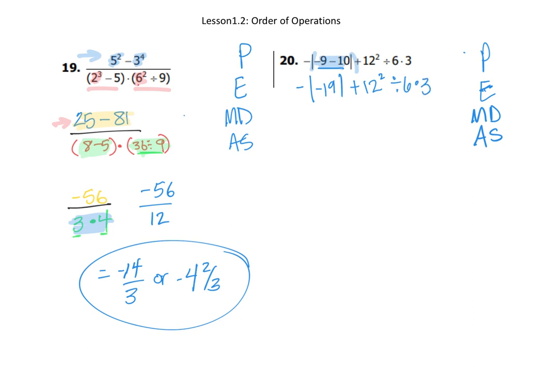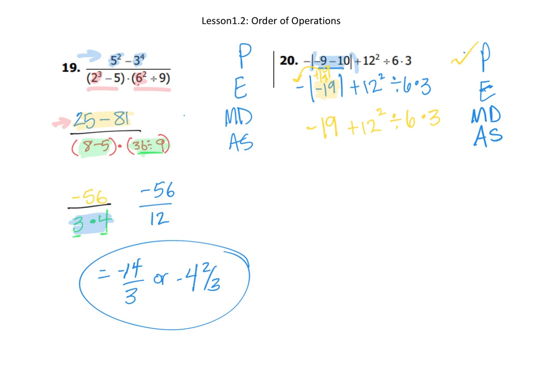Okay, now I'm going to work on this inside the absolute value bars. I have negative 19. Now I'm ready to pull it out because it's down to 1 number. When it comes out of here, it is positive 19, but then it's going to get multiplied by that negative sign after it's made positive, and it's back to being negative 19 again. And we're bringing down plus 12 squared divided by 6 times 3. So we've taken care of our grouping symbols.